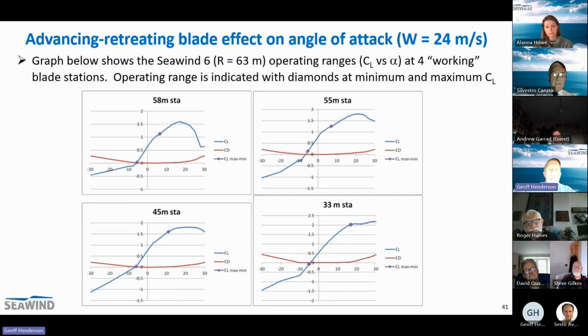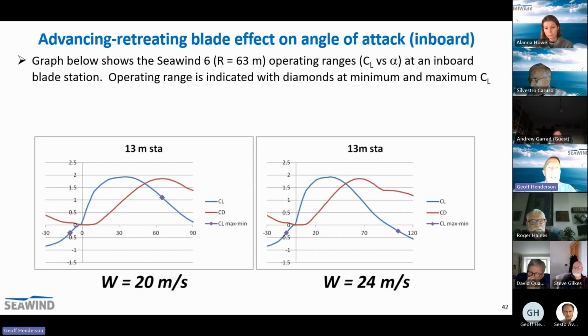This is the same thing for 24 meters a second, higher wind speed. So you can see a similar picture, getting close to stalling at the 33 meter station, but you're still operating up and down the lift curve. And importantly, as you can appreciate, because the turbine's rotating, if it does get into the stall region, it's going to be a dynamic stall, because a moment later it's come out of that position and having its angle of attack reducing.